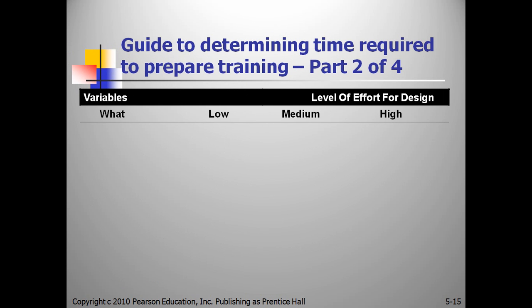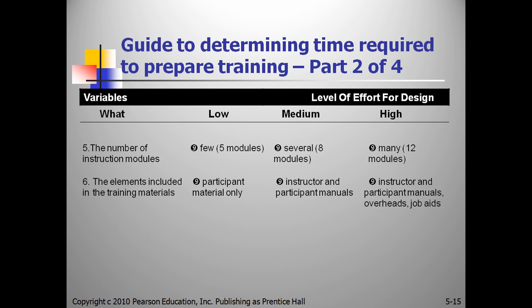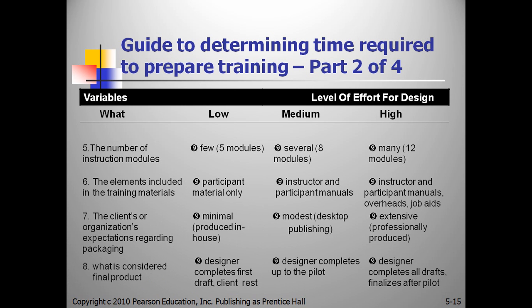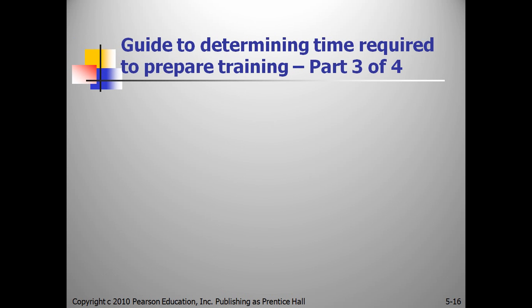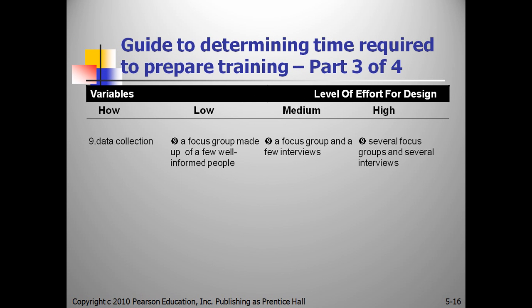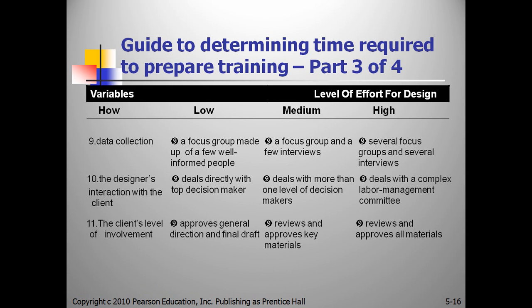The what must also be considered. The length of training, the availability of trainees, the availability of an area, even the appropriate delivery method must be addressed. The how also needs to be considered. The complexity of the project determines what materials need to be collected, how the designer will interact with the client, and how the client will interact with the project.